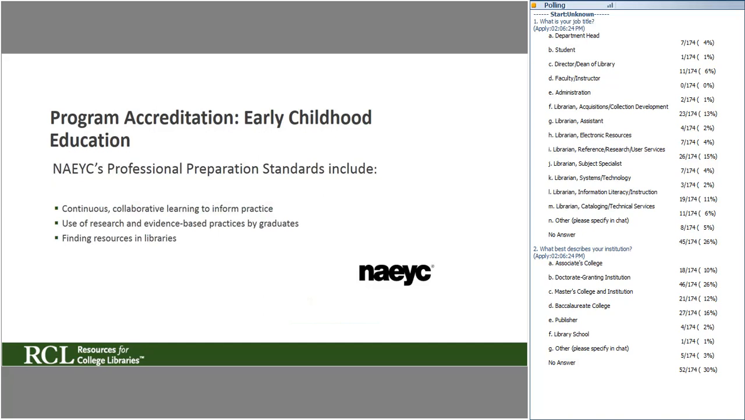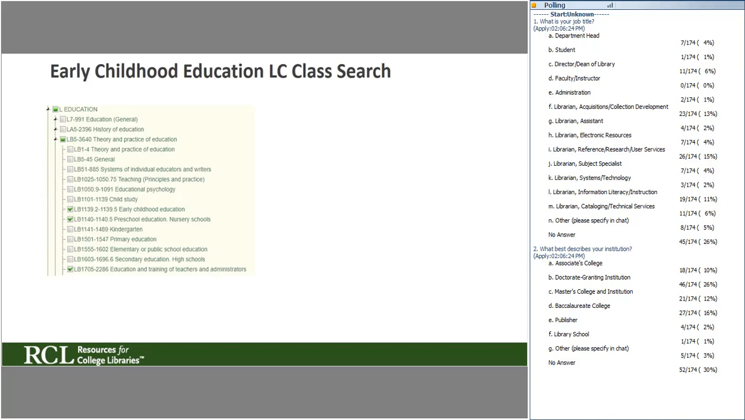My third example today is going to be the NAEYC, the National Association for the Education of Young Children. And their process sort of reveals a third way of searching RCL that is really helpful in prepping for these accreditation visits. As with the nursing accreditation, you can see that NAEYC's professional preparation standards focus on research and evidence-based practices and contain the expectation that early childhood educators will be well-versed in the usage of library resources to support their teaching. So for a subject like early childhood education, RCL's LC classification search is particularly useful to me.